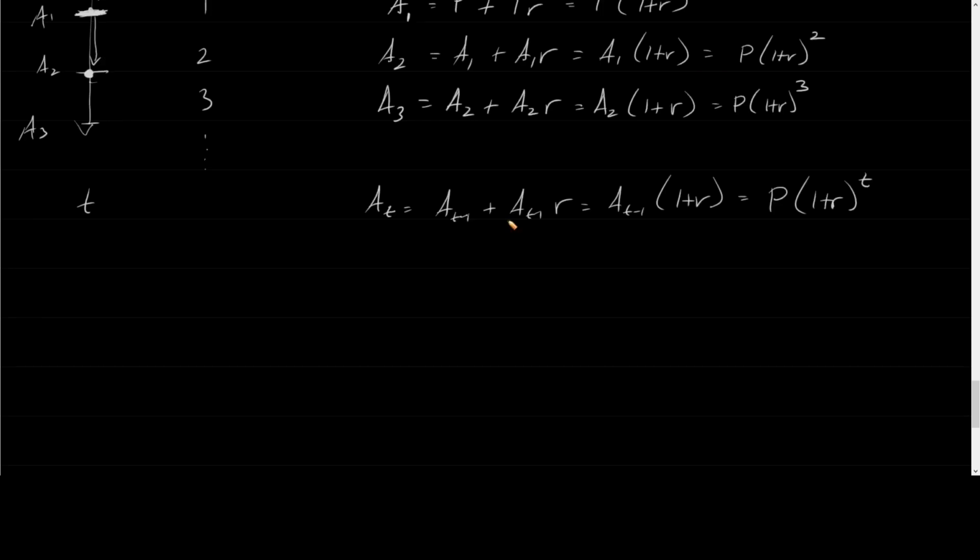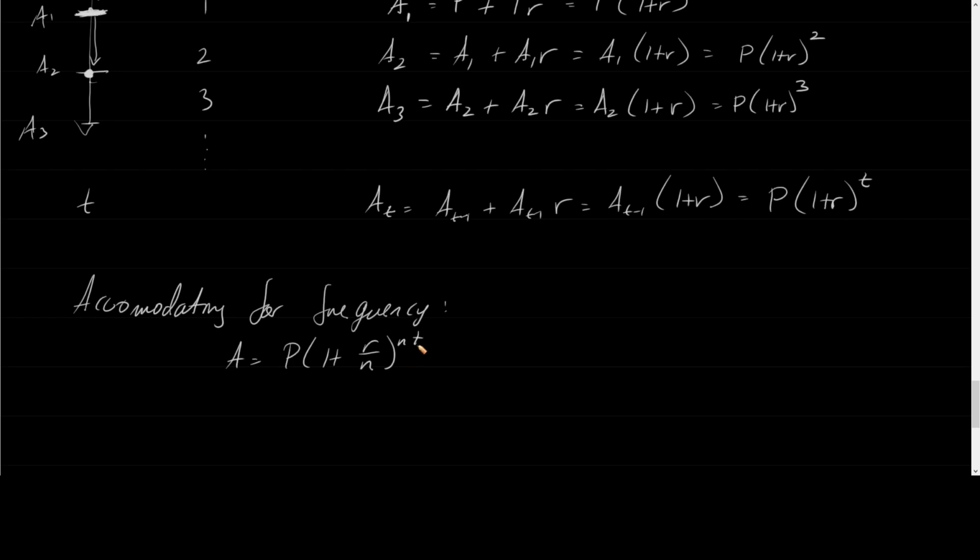So if we accommodate for frequency, we end up with the following. A is equal to P times 1 plus R over N to the NT. And what do we mean by the frequency here? In here, this N is the number of compoundings per year.